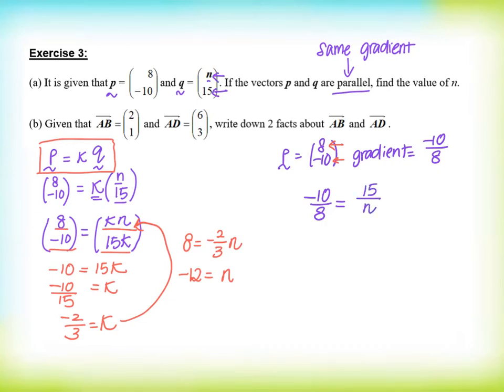Now what do we have here? We have an equation where we can cross multiply and solve for the value of n. So that means I'll get negative 10n equals to 8 times 15, which is 120, and n will be equals to negative 12.